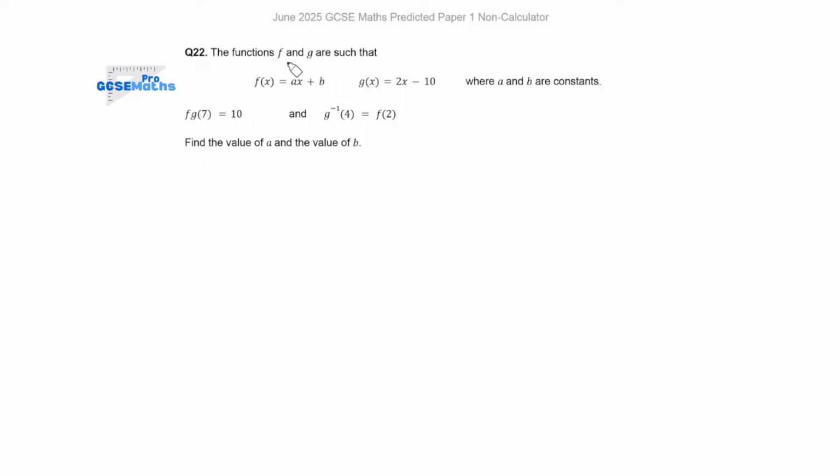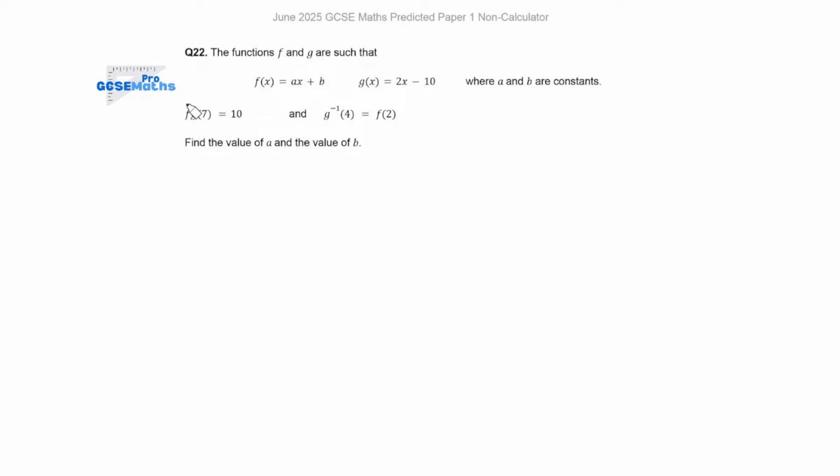So we've been given that the functions f and g are such that f of x is ax plus b and g of x is 2x minus 10, where a and b are constants. We've then been told that f of g of 7 is equal to 10, and the inverse function of g of 4 is equal to f of 2. So we've got 2 equations, and because we've been asked to find the value of a and the value of b, effectively, I know it's functions, but this is simultaneous equations, isn't it? Even though it's disguised by being functions, it is simultaneous equations.